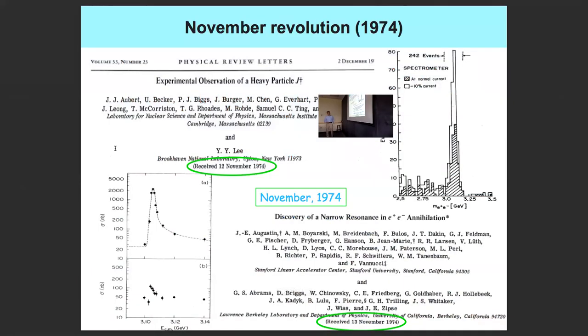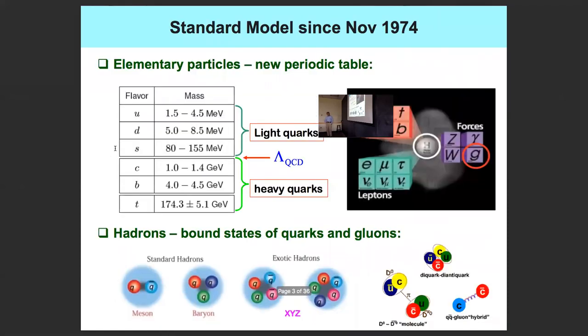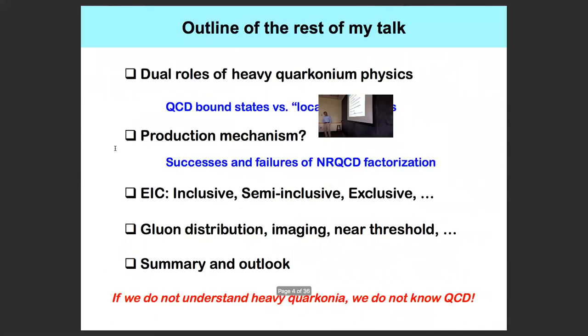So we know the J/psi was discovered in the so-called November Revolution more than 40 years ago. What really changed, I think, is that since then we discovered many more heavy flavor particles. So the standard model, in some sense, is more complete, because starting from here, we have heavy flavor sectors. And in hadron spectroscopy, not only the mass of baryons, now we start to see a lot of XYZ particles involving heavy flavors.